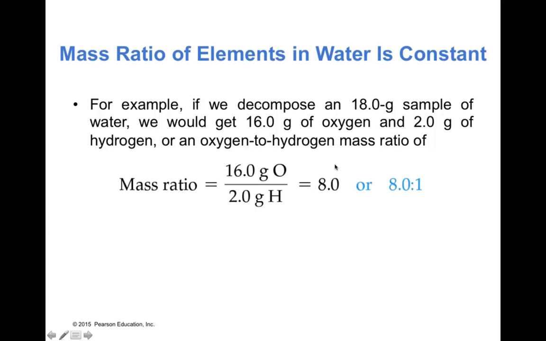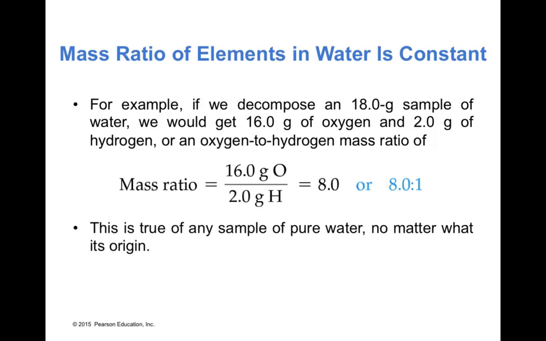For every 8 grams of oxygen, we're going to have 1 gram of hydrogen. And that mass ratio is always going to be the same for pure water. Okay, it doesn't matter what the origin is, for water you always have a ratio of 8 grams of oxygen for each gram of hydrogen.